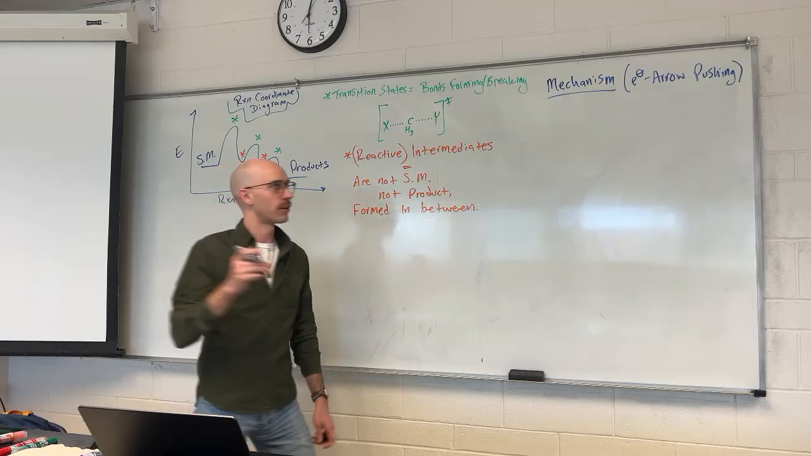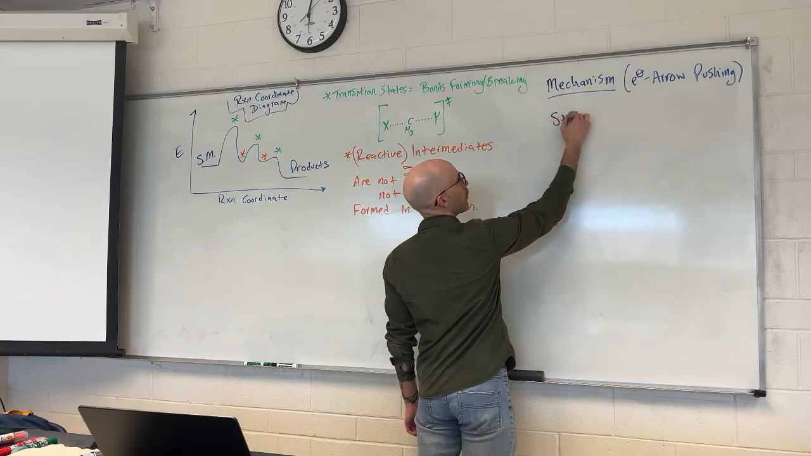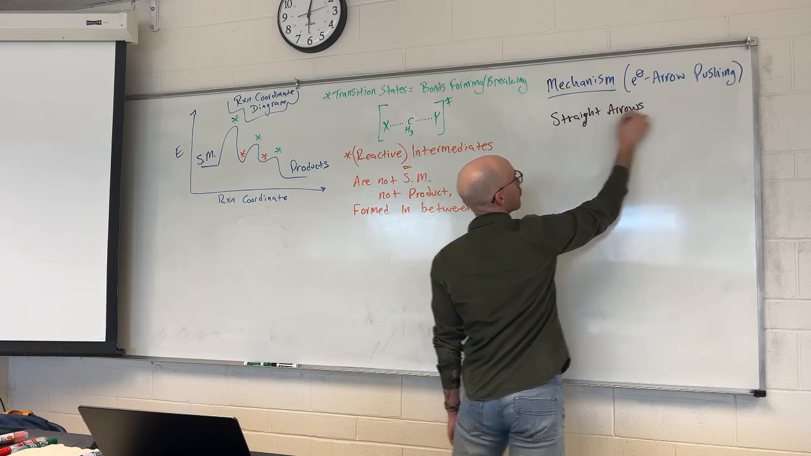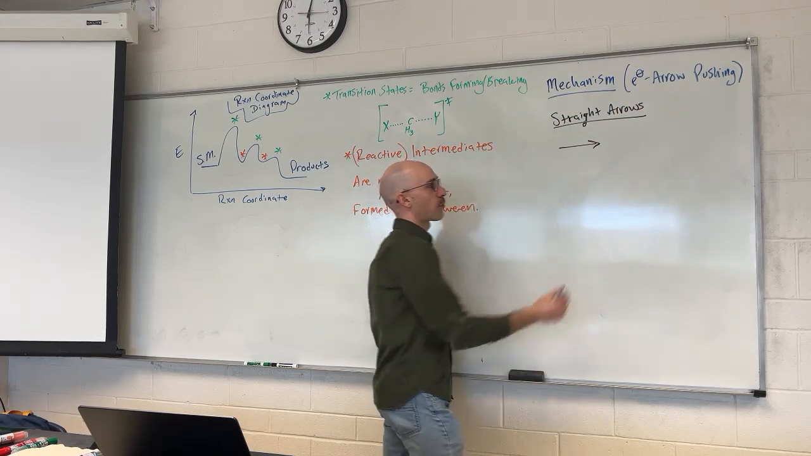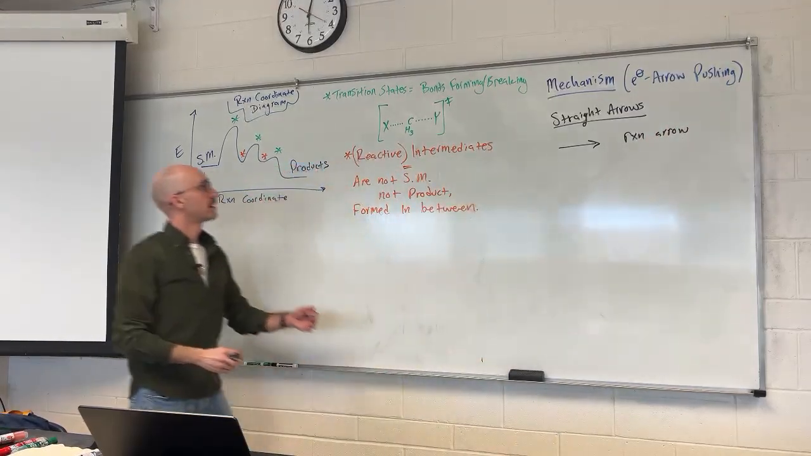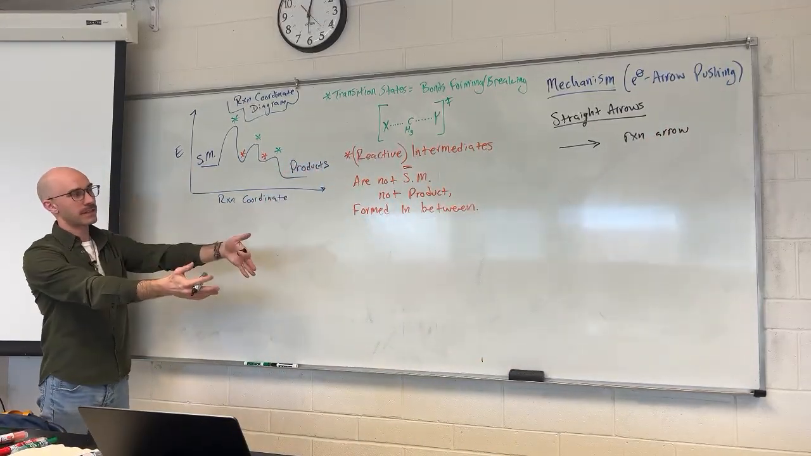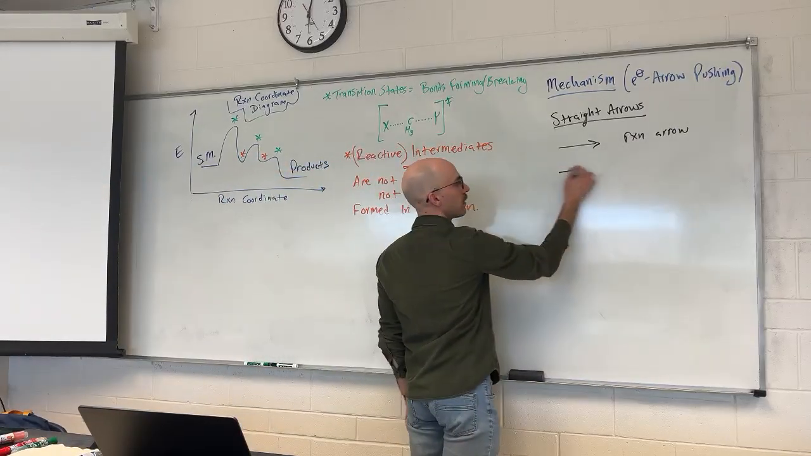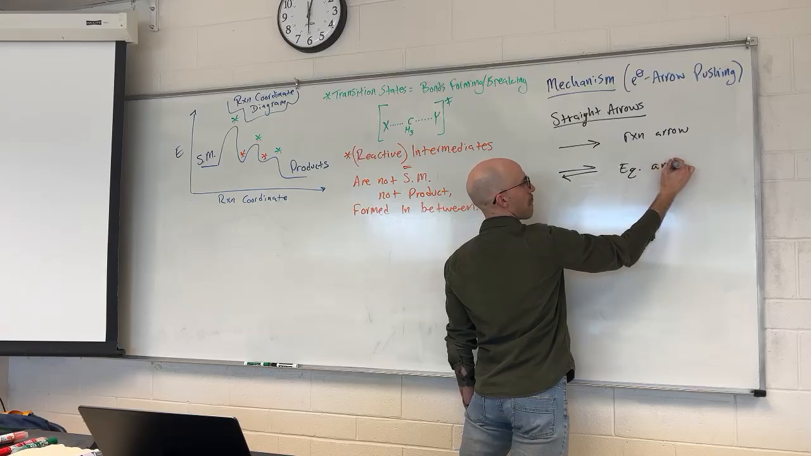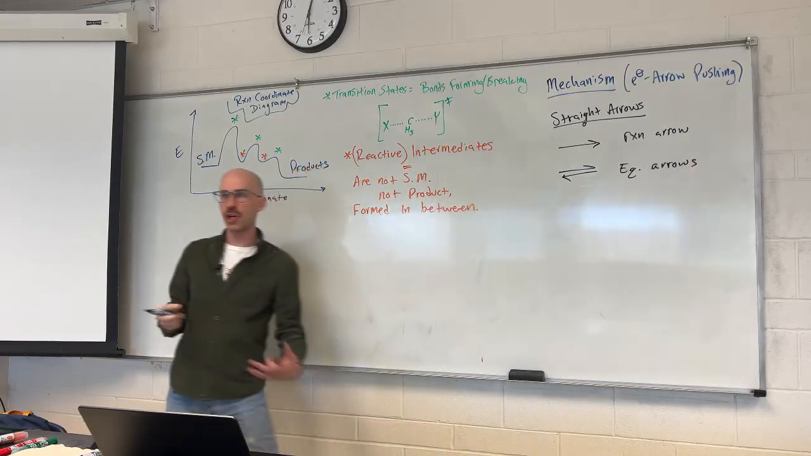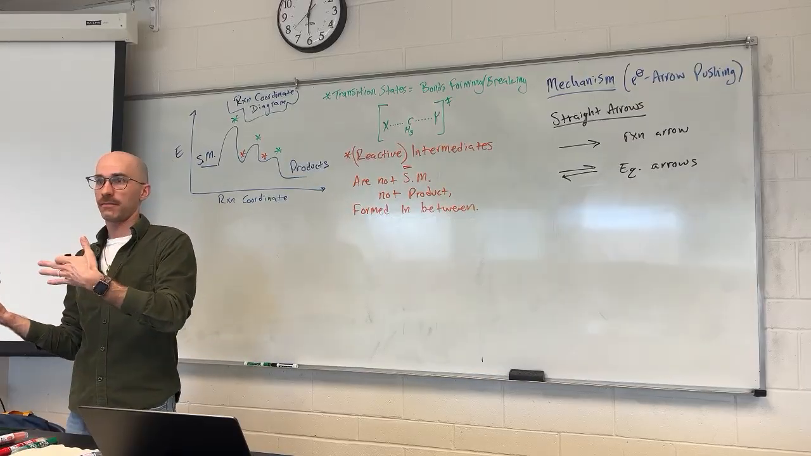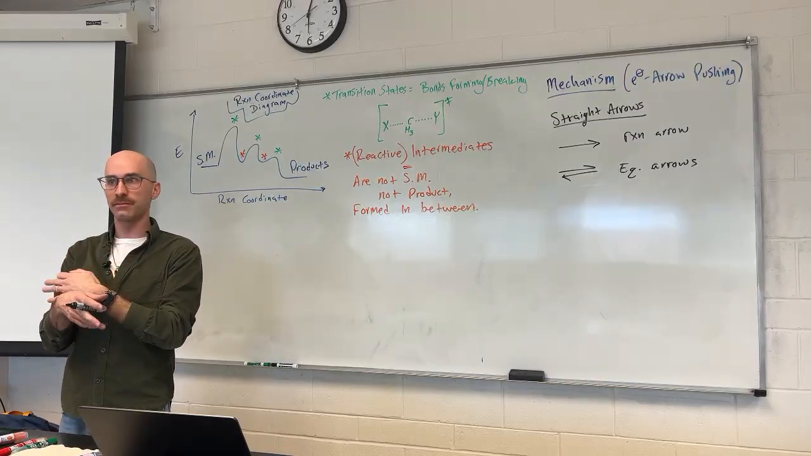We have two categories of arrows. The first is called straight arrows. These are things like a reaction arrow. It shows A transforming into B. We have equilibrium arrows, which show A forming into B, but also B forming into A. Dynamic equilibrium.